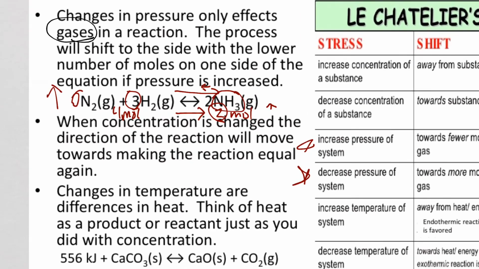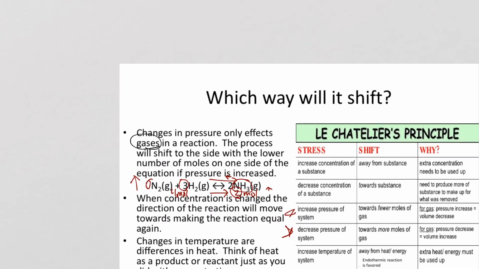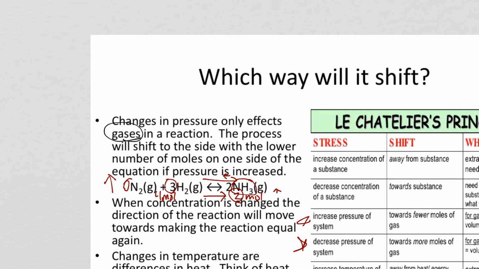Now concentration will move towards making the reaction equal again. I like using a seesaw in this idea. So a seesaw, or teeter-totter, if you will, would generally be balanced if things are equal under the reactants and the products. So at equilibrium, things are equal.